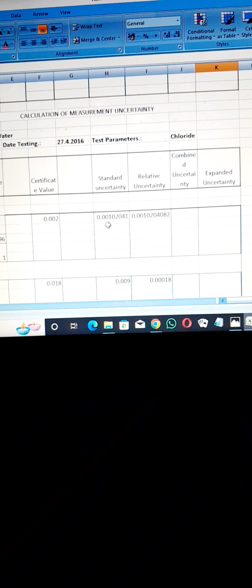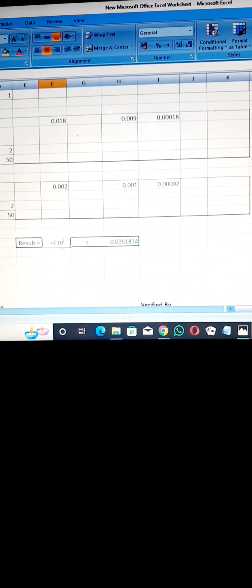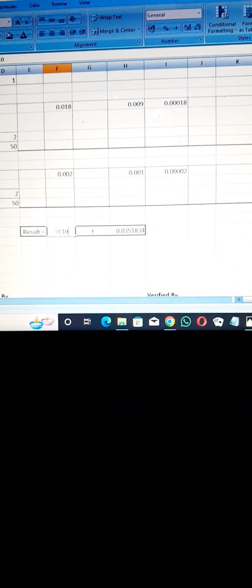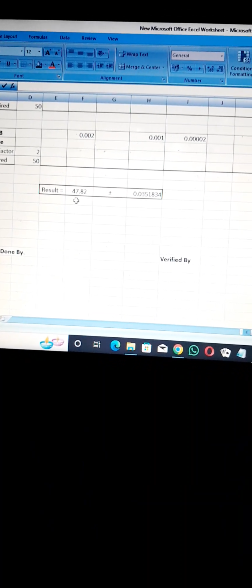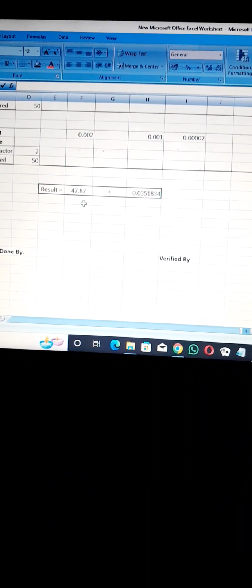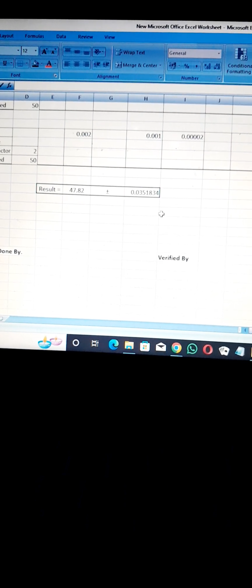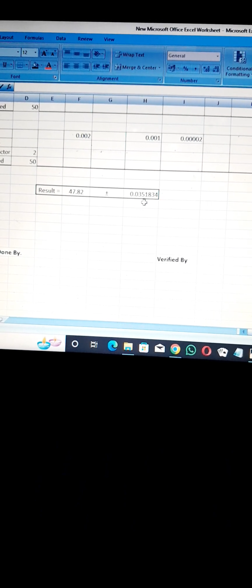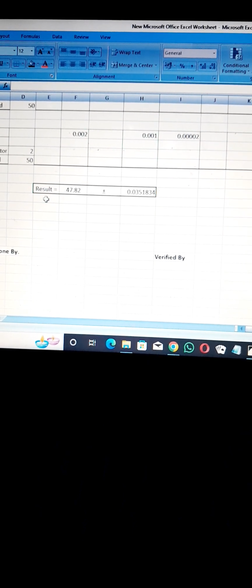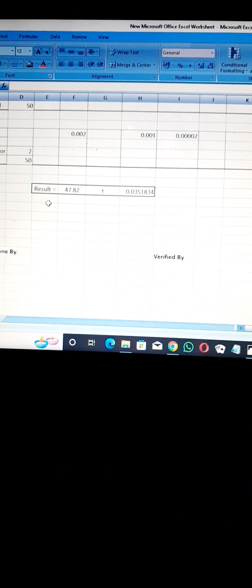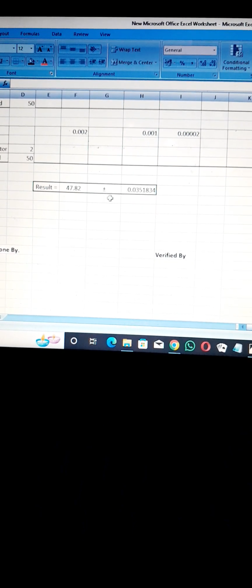Then come to our results. For chloride, the mean value is 47.82, and the expanded uncertainty is 0.035. So our measurement of uncertainty result reporting will be like this: 47.82 plus or minus 0.03584.